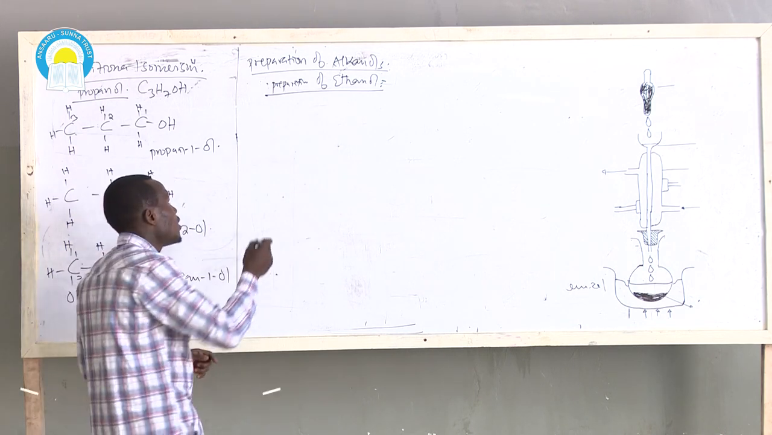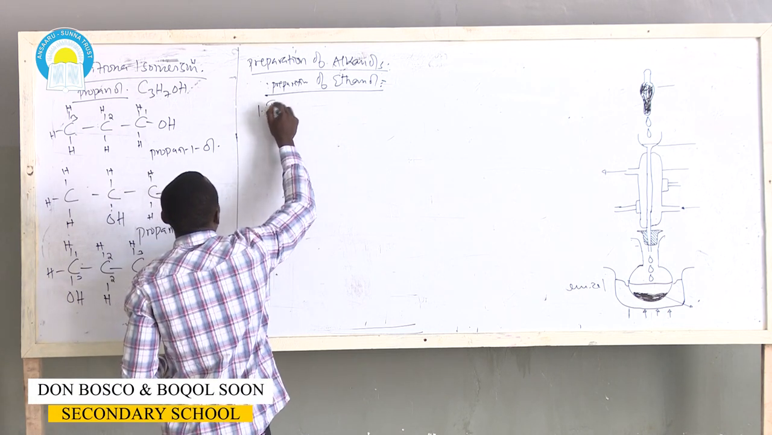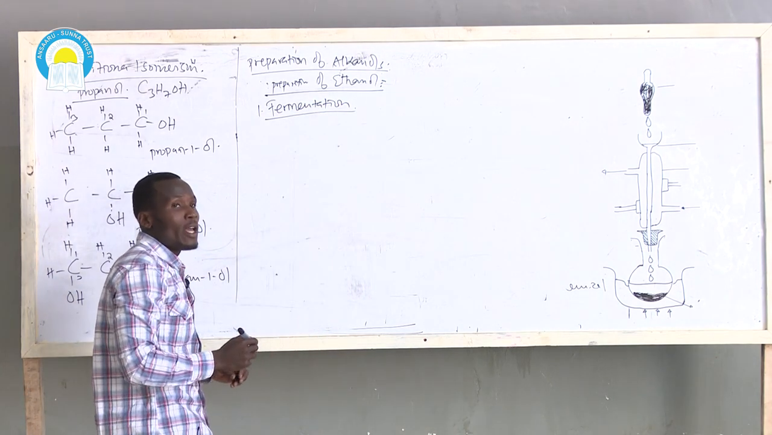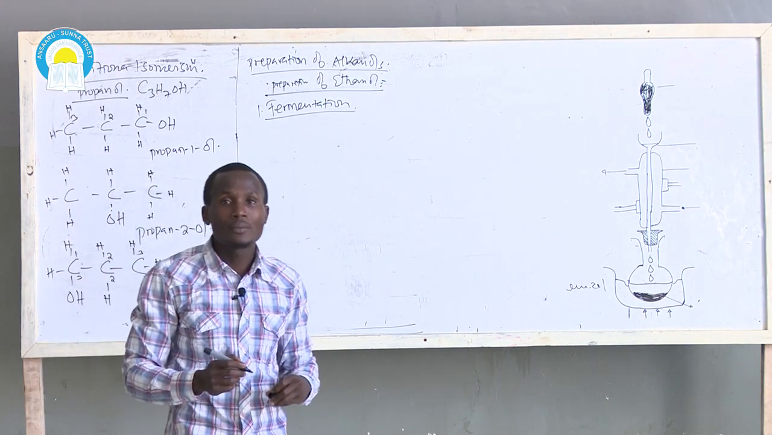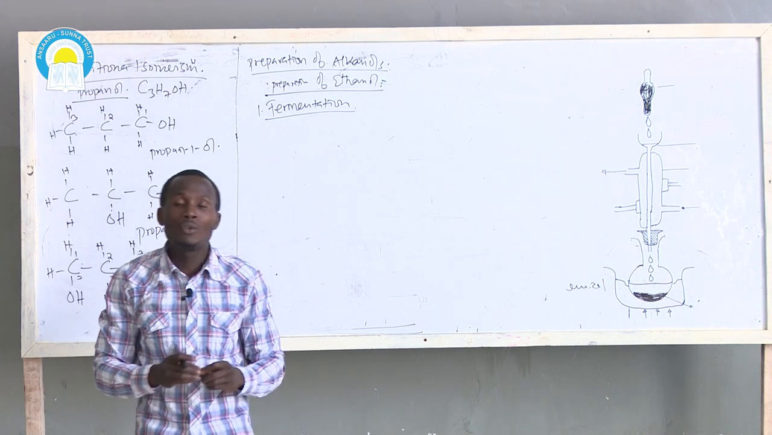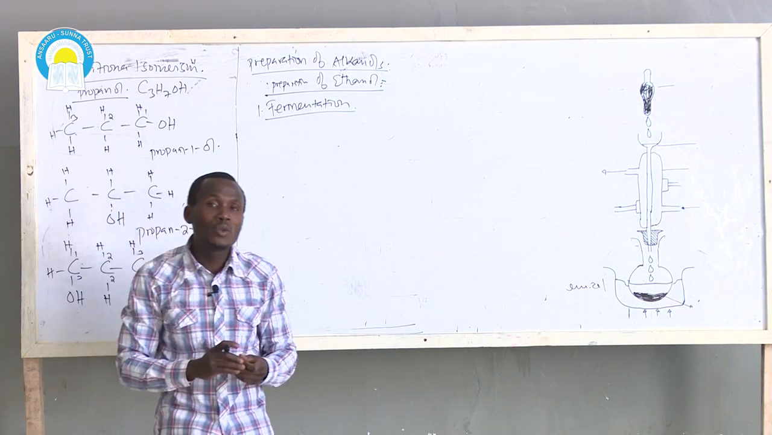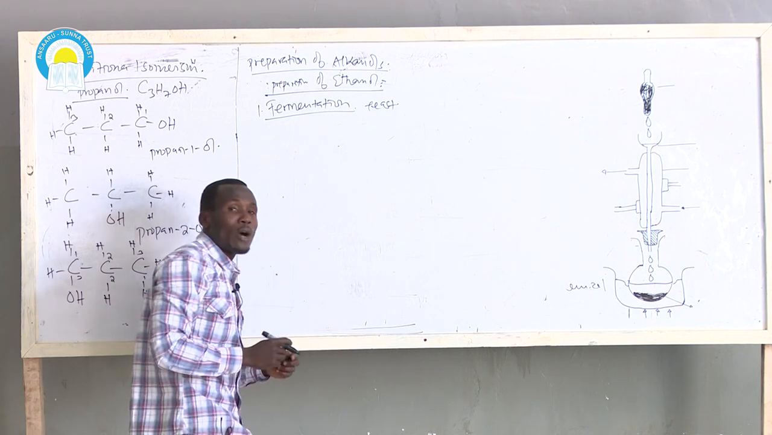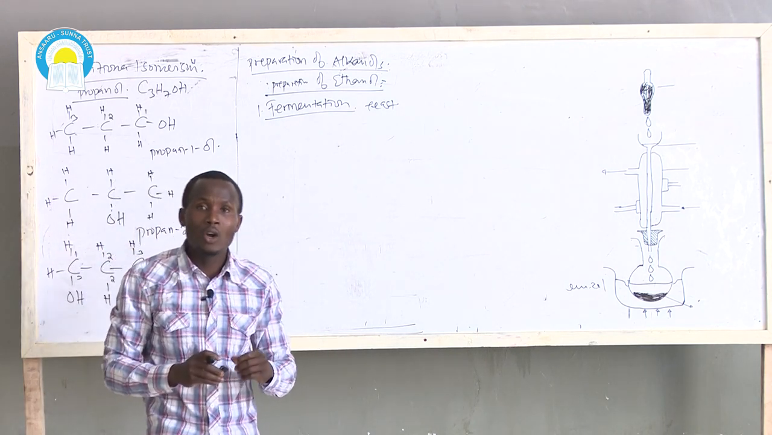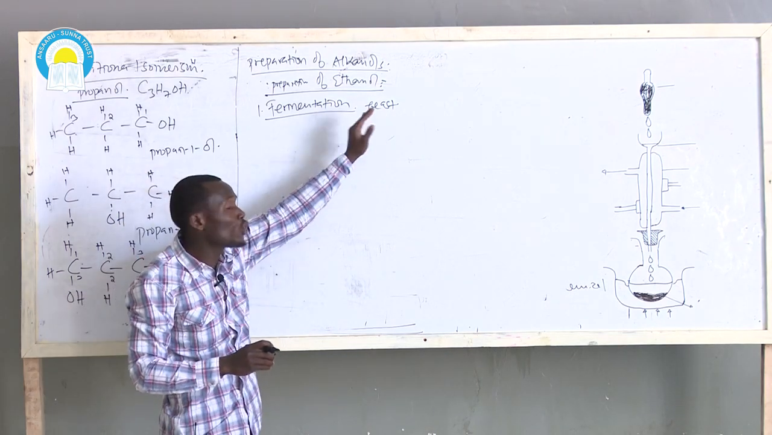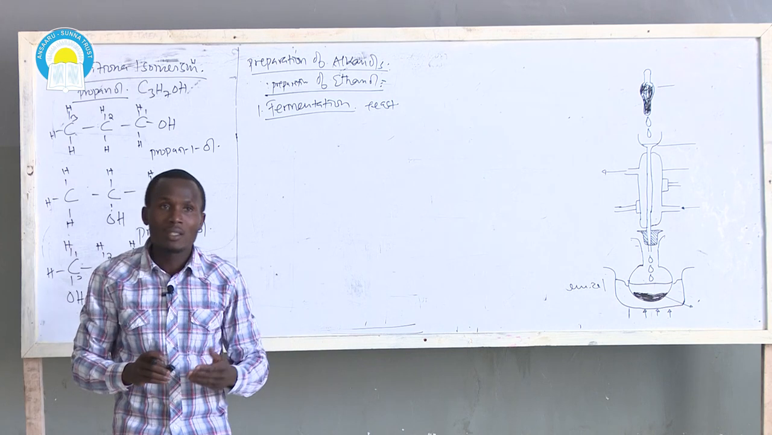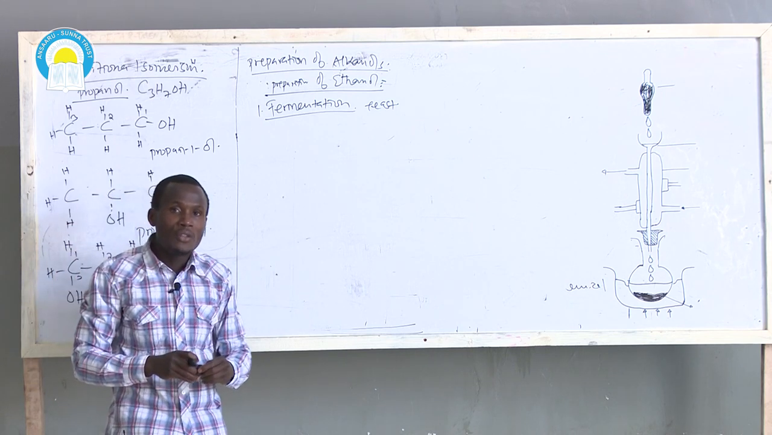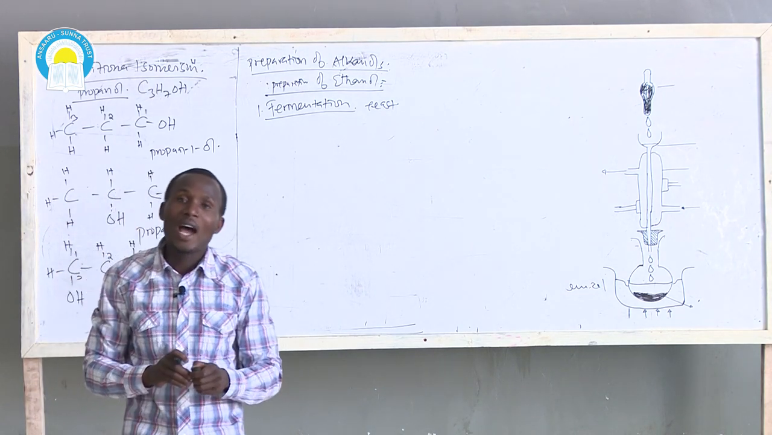The first method in the preparation of ethanol is fermentation. Fermentation is the breakdown of glucose in the presence of enzymes. We talk of biological enzyme, and the enzyme that we use is the yeast. During the breakdown of glucose, we use the yeast as the biological catalyst. And during the process, the glucose is being broken down in absence of oxygen. Therefore, this results into what we call anaerobic respiration.